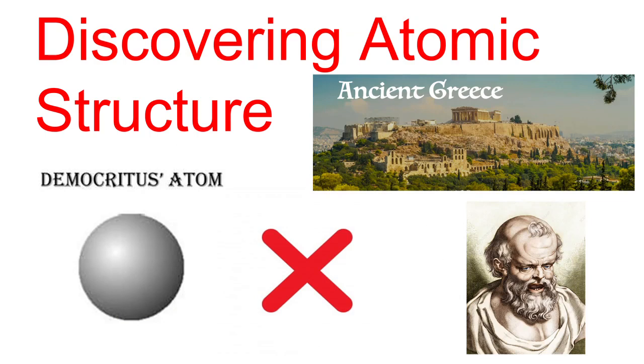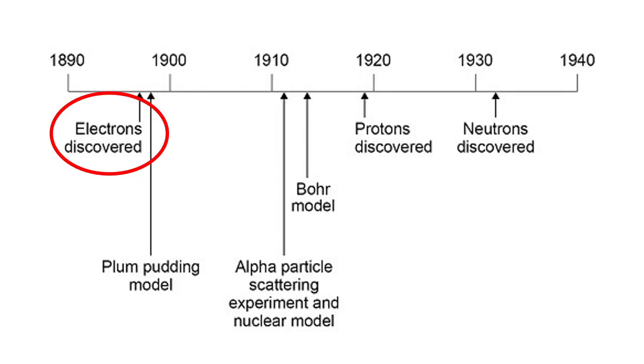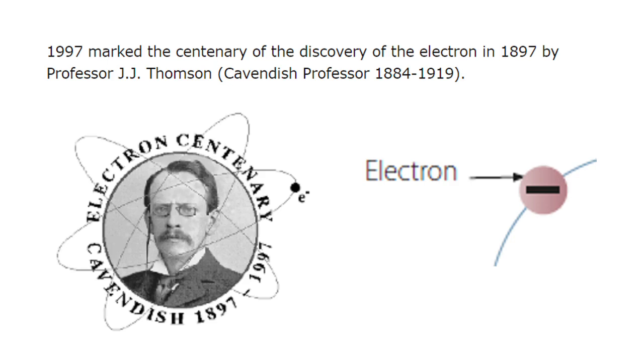Okay, so discovering the structure of an atom. Firstly, the word atom comes from the Greek atomos, meaning indivisible. We now know atoms are divisible. They thought atoms were these indivisible little spheres. That stayed up for a long time until the 19th and early 20th century, where they actually figured out what was going on. So in 1897, electrons were discovered, and they were found to be in everything.